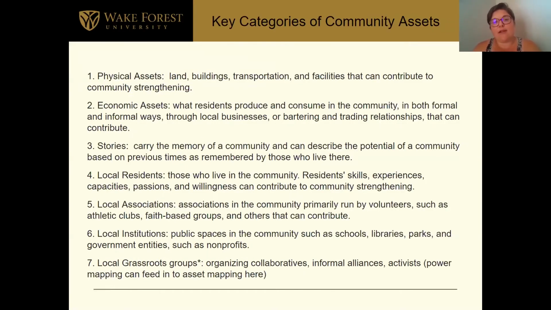The key categories often used when you're doing an asset map start with physical assets. This includes land, buildings, transportation, things like that. One of the most notable examples of an asset-based approach to food security, I always confuse the acronym, but I believe it's the Black Church Food Sovereignty Network in Baltimore.